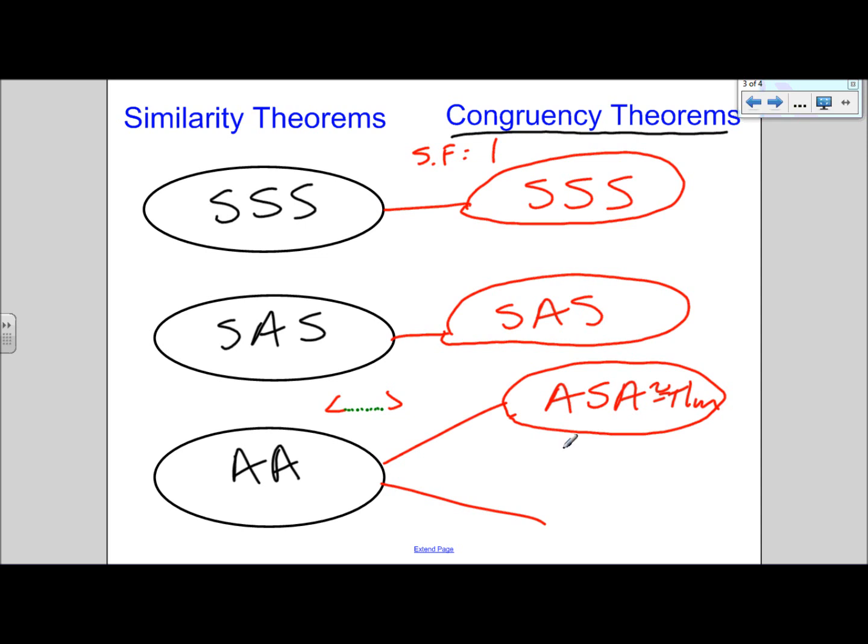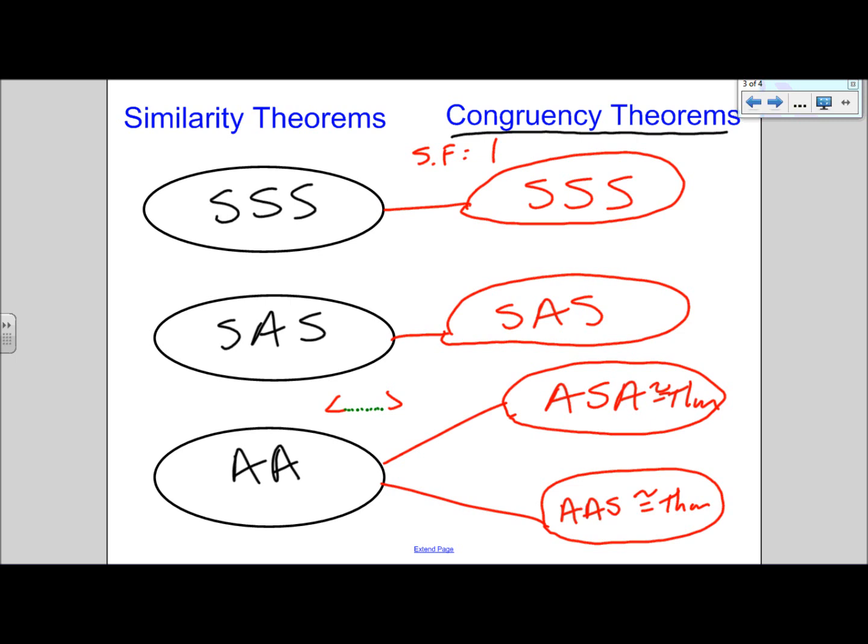Another one, a divergence off of this also, is angle, angle, side. Same type of idea, except where our side is. We need 2 angles and then the side not in between those 2 angles to be congruent in 2 different triangles. And that's another congruency theorem.